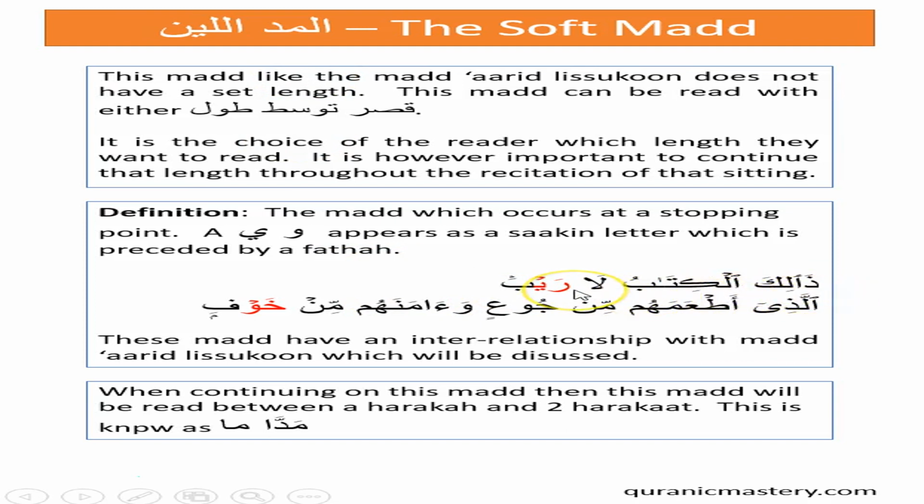ذَلِكَ الْكِتَابُ لَا رَيْبَ. That is two harakat. That's qasr. ذَلِكَ الْكِتَابُ لَا رَيْبَ. That's four harakat. Tawassut. And the sixth ishba' or tul. ذَلِكَ الْكِتَابُ لَا رَيْبَ.